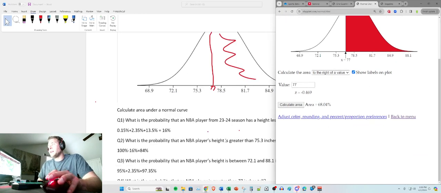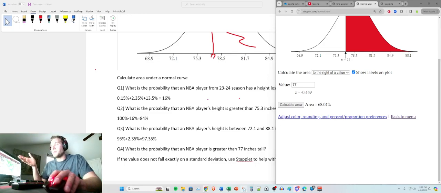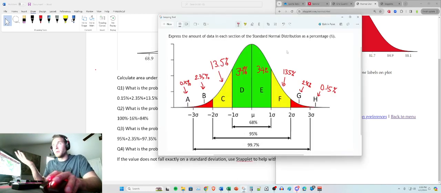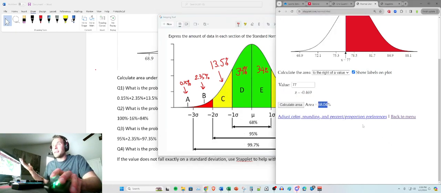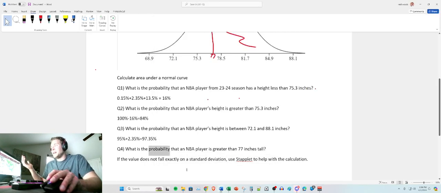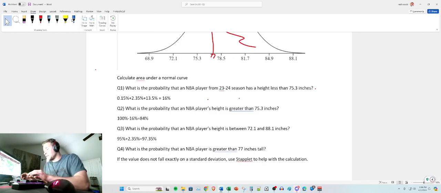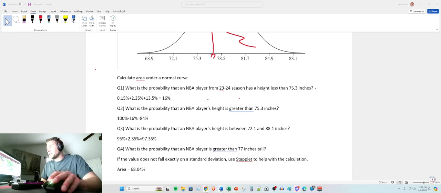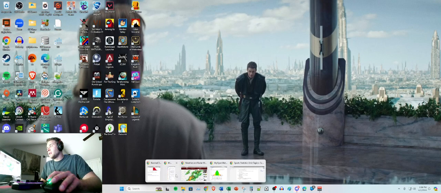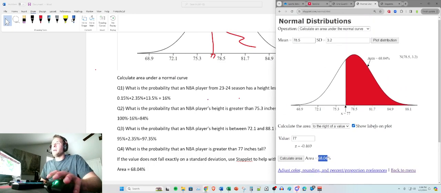And so down here, we don't have to actually use this empirical rule anymore. This technology tool is helping us out quite a bit. And this just happens to be close to 68%. It's not like the 68% rule is here. But we're going to say the answer to this is area equals 68.04%. So we will be pretty precise with that.